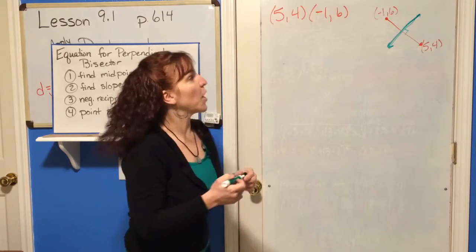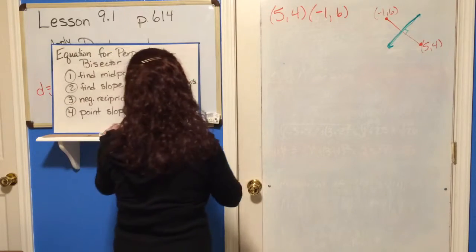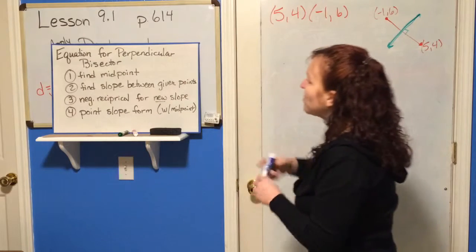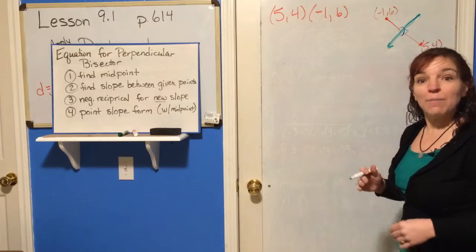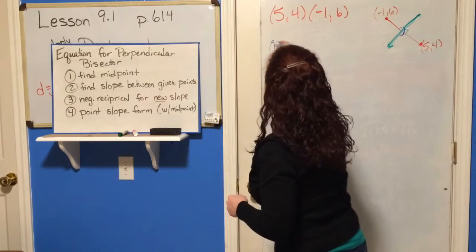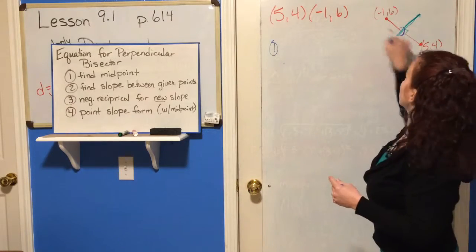Okay, you get the idea. Here we go. So here's the steps that we're going to take. Number 1, we've got to find, well, what is the midpoint? What is that point where I'm going to cross my line segment? So number 1, you're going to find the midpoint of these 2 points.